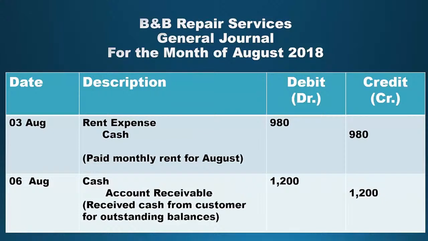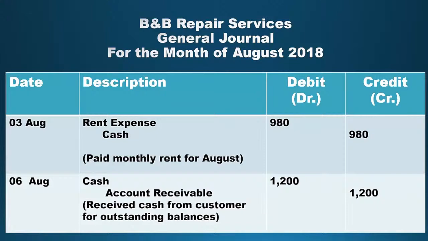August 3rd, paying rent. Step 1. What happened? The company paid $980 for rent for the month of August. Step 2. Which accounts are affected? Rent expense increases because rent is a recurring cost of operating the business. Cash decreases because the company paid this amount.